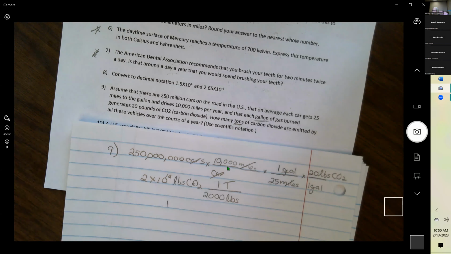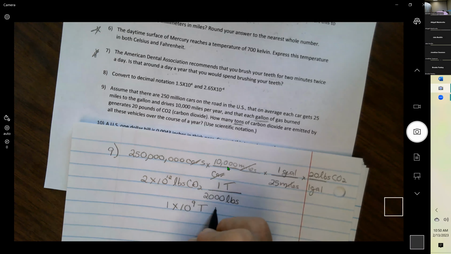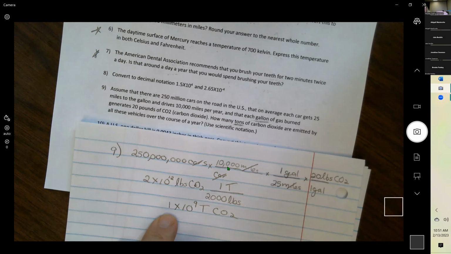1, 2, 3, 4, 5, 6, 7, 8, 9. So we're getting 10 to the 9th. When this is a 1, it doesn't have to show. You can just put 10 to the 9th. Any questions on that?